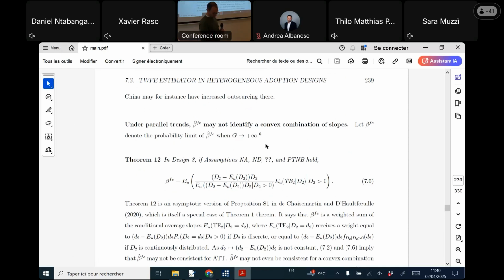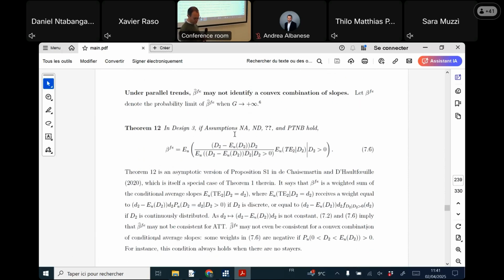Okay, and so we can show a decomposition result for the probability limit of the two-way fixed effect estimator. We can show that this estimand identifies a weighted sum of the conditional average slope function with weights that could be negative. So for instance, in my 1, 2, 3 example, if the average treatment at period 2 is equal to 2, if E of D2 is equal to 2, then this weighted sum will give a weight of 0 to the conditional average slope of those getting 2 doses of treatment, but it's going to weight negatively the conditional average slope of those getting 1 dose, and weight positively the conditional average slope of those getting 3 doses.